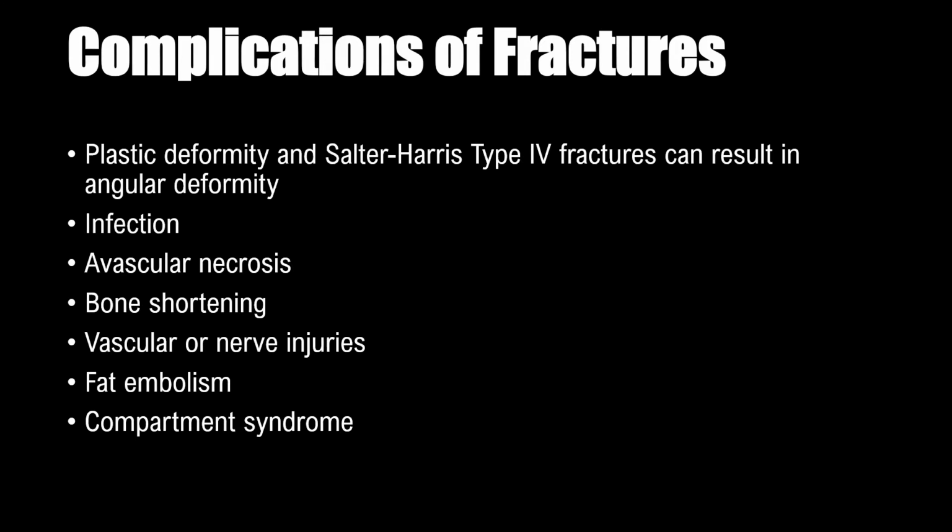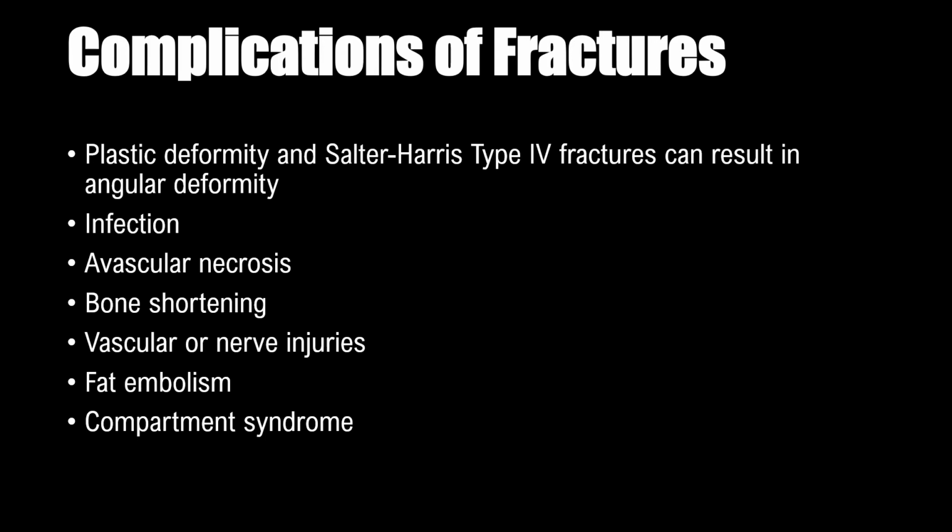Complications of fractures. Plastic deformity in the Salter-Harris type 5 fractures can result in angular deformities. Remember, the type 5 fracture is actually that crushing fracture. Infection can happen, and avascular necrosis, which we went over in class, is the death of bone tissue due to lack of blood supply. Bone shortening can happen, as well as vascular or nerve injuries.